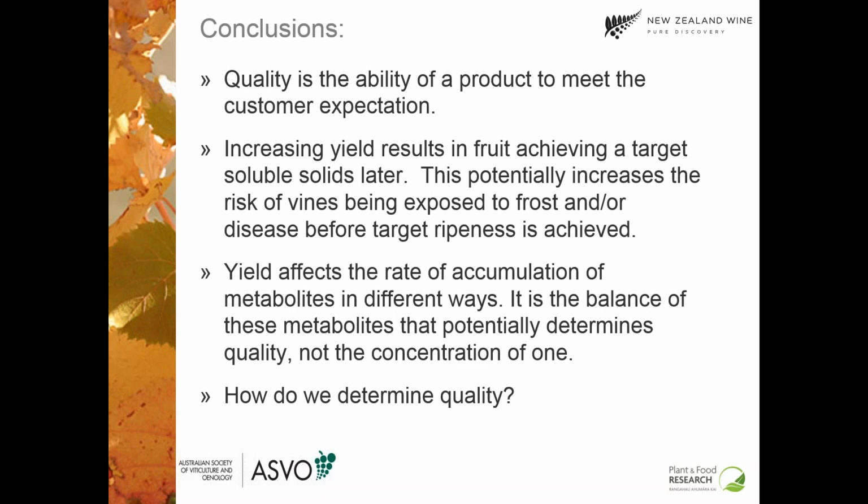Increasing the yield results in fruit achieving a target soluble solids later, and this potentially increases the risk of vines being exposed to a frost and or disease before target ripeness is achieved. So high yields may run the risk of not getting the fruit to an adequate ripeness to meet the winery quality requirements. And the yield affects the accumulation of metabolites in very different ways. And it's the balance of these metabolites that potentially determines quality, not the concentration of one.